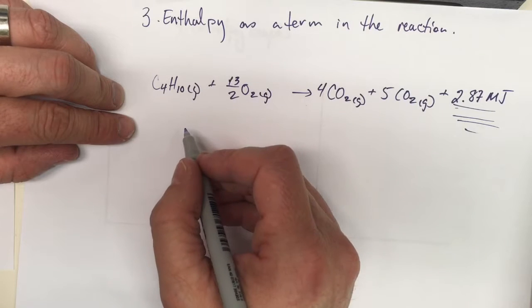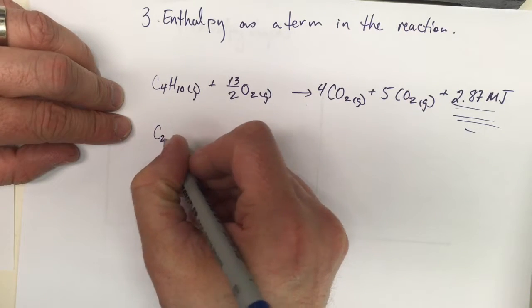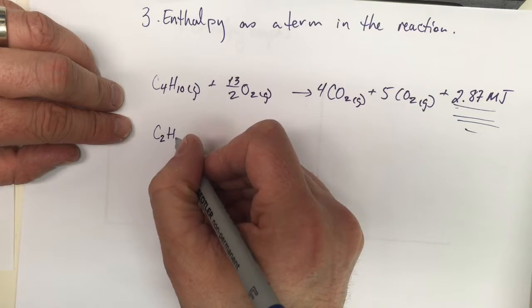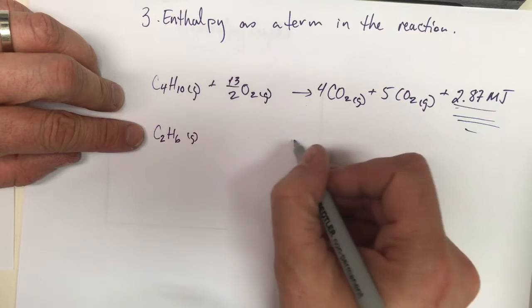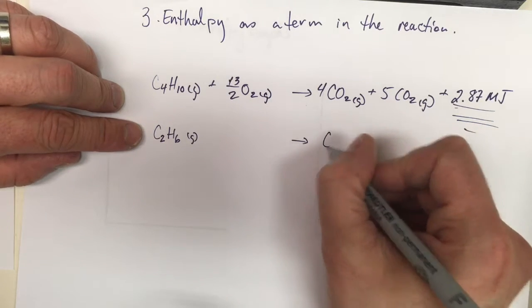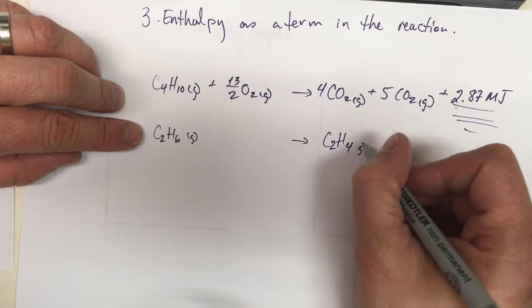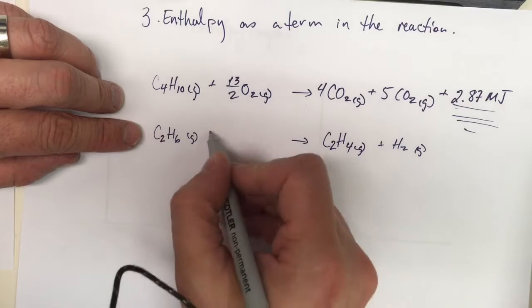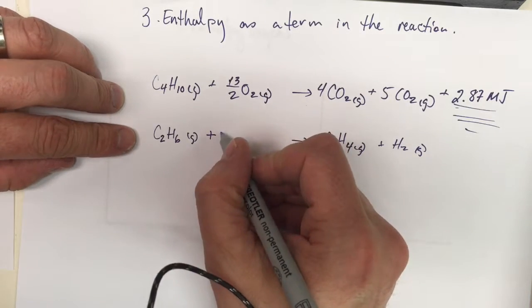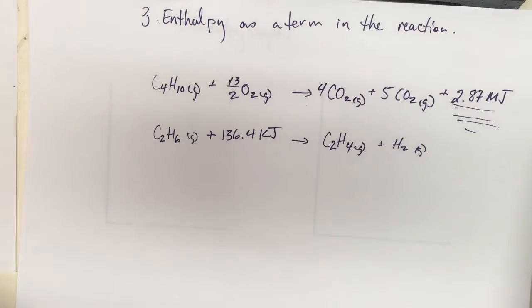If I had a reaction that was endothermic, so perhaps we took ethane and we were going to produce ethene. So that's ethane cracking, for those of you keeping track for organic chemistry. The ethene plus hydrogen gas, this is an endothermic reaction. Well, that means it takes energy to do this, so we write its energy as a reactant.